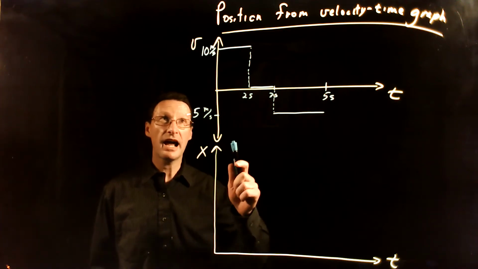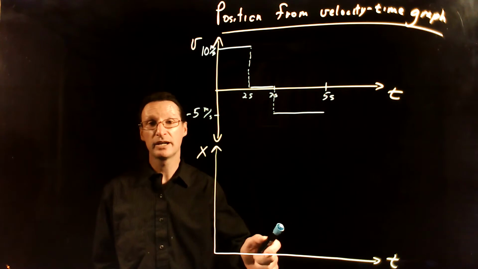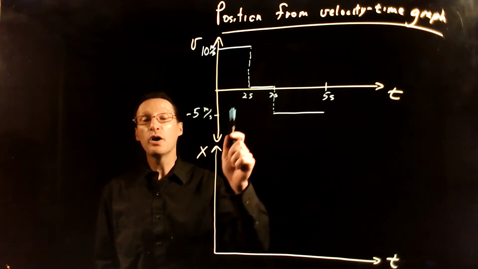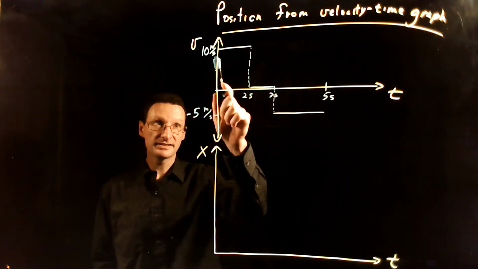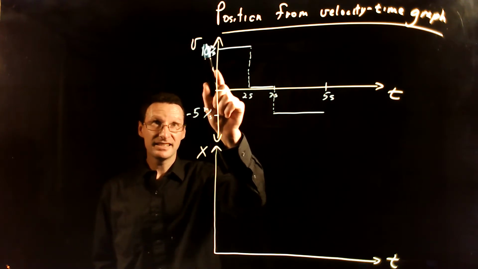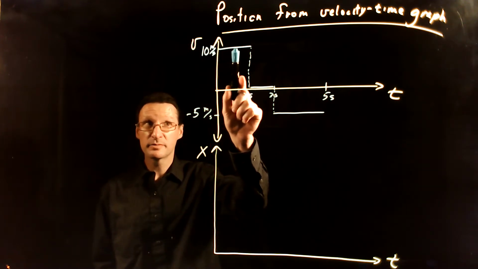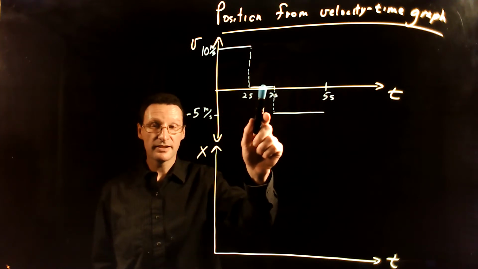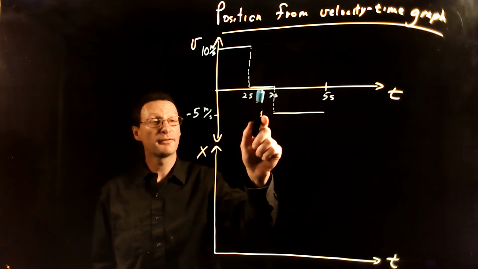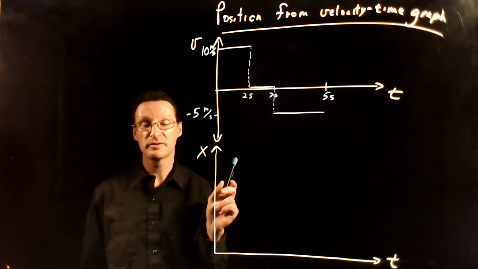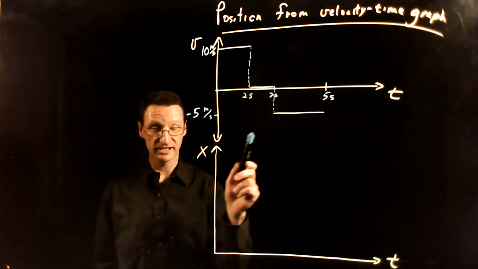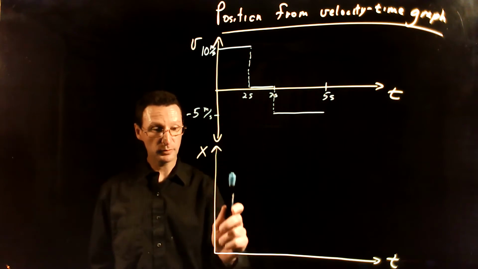Let's talk about how to get the position time graph if you already know the velocity time graph. Here I have an example of a velocity time graph where the velocity starts at positive 10 meters per second for 2 seconds. The velocity is 0 for 1 second, and then the velocity goes down to negative 5 meters per second for 2 more seconds. So given this, how do we get this?